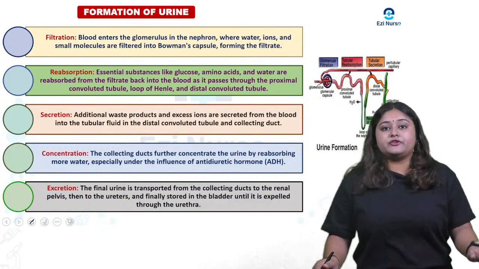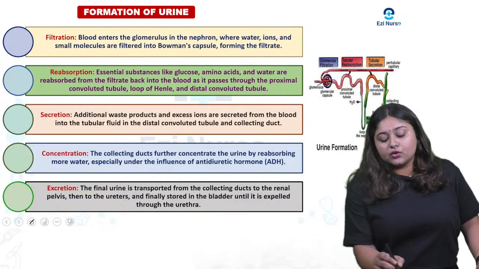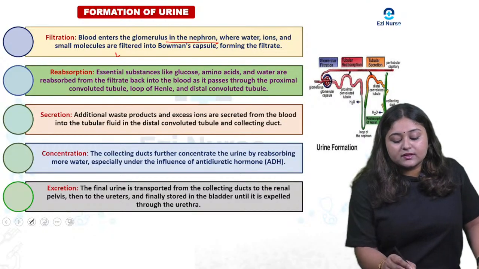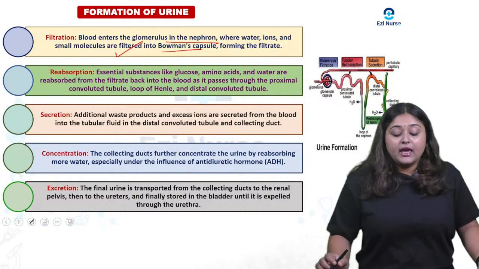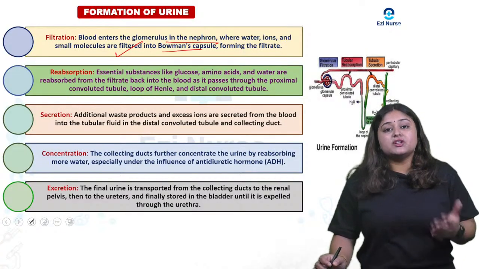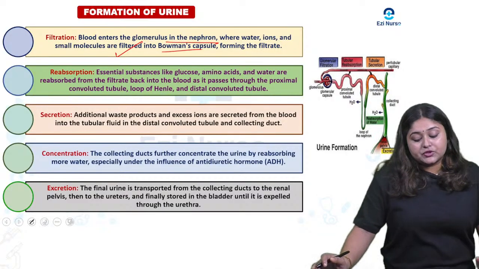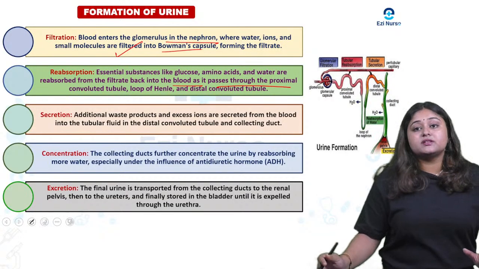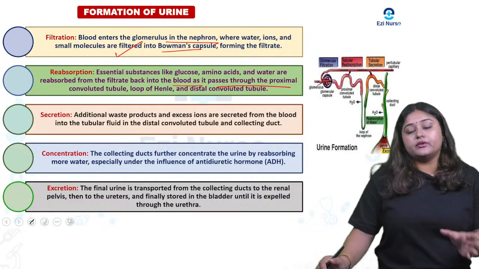So first is the filtration. Filtration is nothing but when the blood enters into the glomerulus of a nephron, then water, ions and small molecules are filtered into the Bowman's capsule, forming the filtrate. After filtration, what is happening? Reabsorption. Essential substances like glucose, amino acids and water are reabsorbed from the filtrate back into the blood as it passes through the proximal convoluted tubule, loop of Henle, and then distal convoluted tubule.